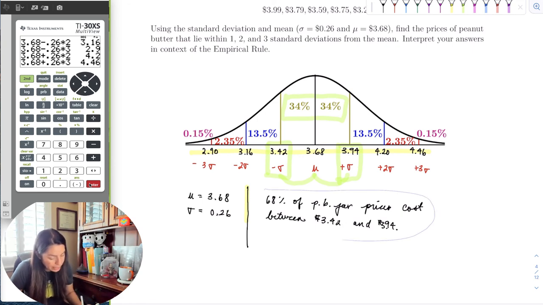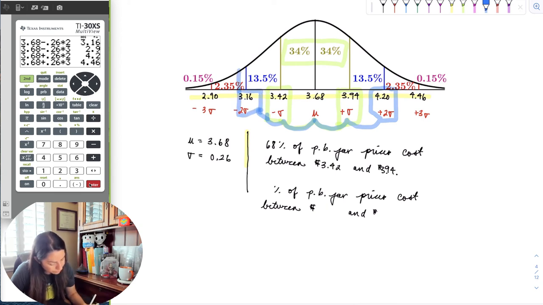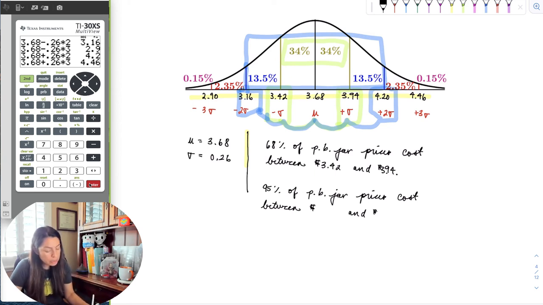Okay, and so basically this is the same interpretation with all of them. Because if I now erased this and this and this, instead of 68%, my next percentage is 95%. And so here I have two standard deviations from the mean. And these add up to be, let me do the highlighter, it's from here, 95%. So therefore, I would say 95% of peanut butter jar prices cost between $3.16 and $4.20.